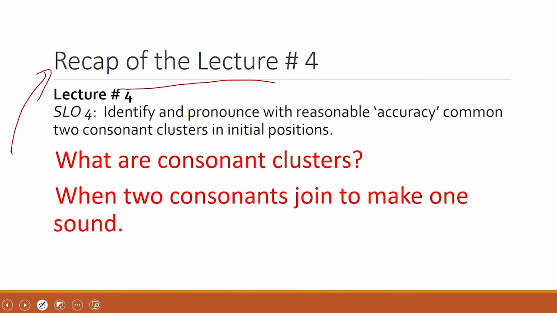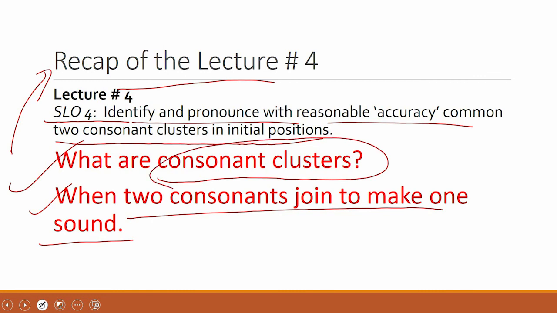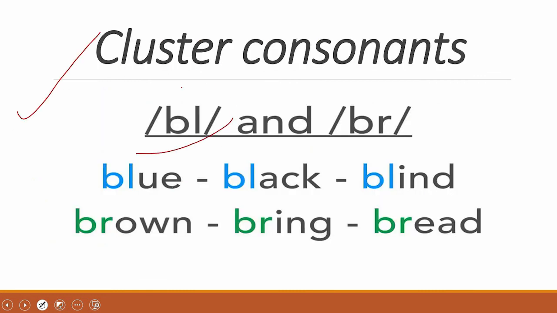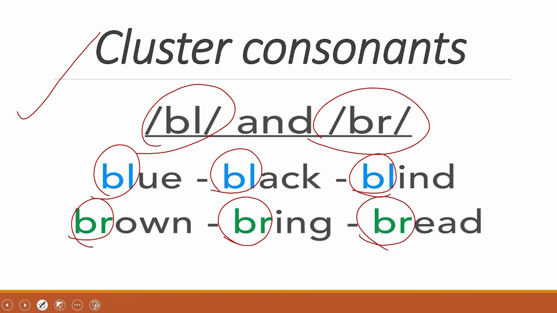Recap of lecture number 4. Identify and pronounce with reasonable accuracy common two consonant clusters in initial positions. What are consonants? When two consonants join to make one sound, they are called consonant clusters. The cluster consonants on this screen are blue, black, blind, brown, bring, bread.